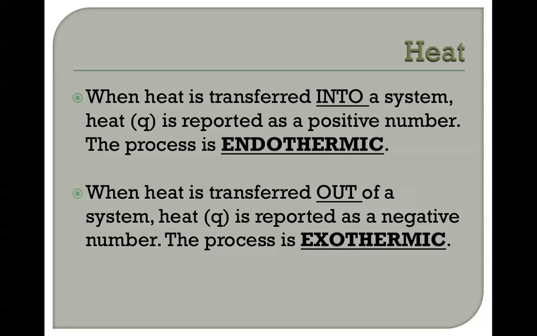When heat is transferred into a system, it's reported as a positive number, and then it's referred to as being endothermic, which we talked about in the last concept. When heat is transferred out of the system, it's reported as a negative number, and then this is considered exothermic. So the loss of heat is going to be exothermic.